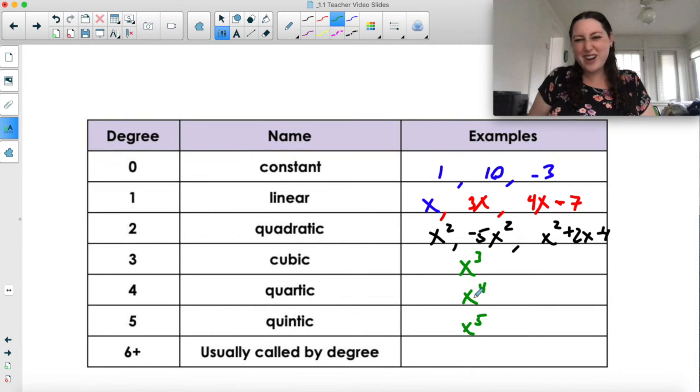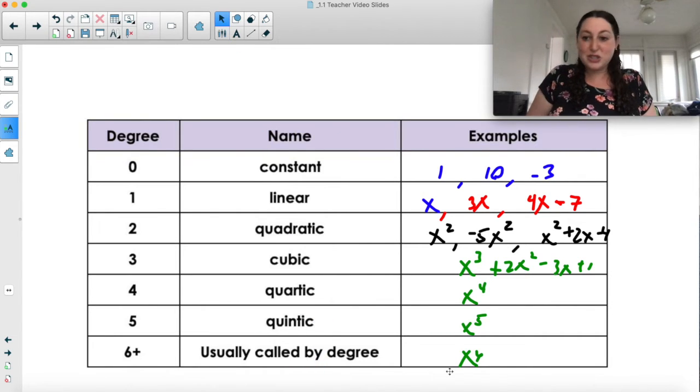Anything bigger than that, even starting with quartic and quintic, people often just say 4th degree, 5th degree, but definitely I would just say 6th degree. And again, you could have polynomials with these, like 2x squared minus 3x plus 1, as long as the biggest degree is that. Think of cubic, like a cube is 3 dimensions. A quartic, a quart, quarter is a fourth of something. Quintic, like quintuplets, right? So that's what those words mean in relation to polynomials.